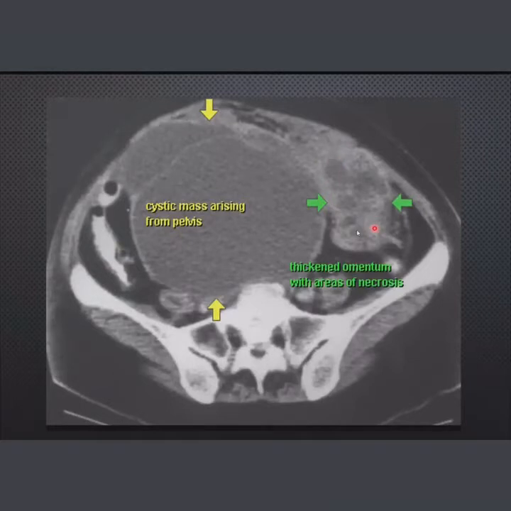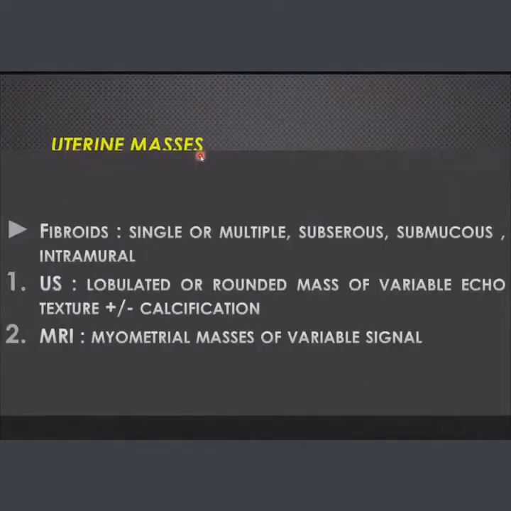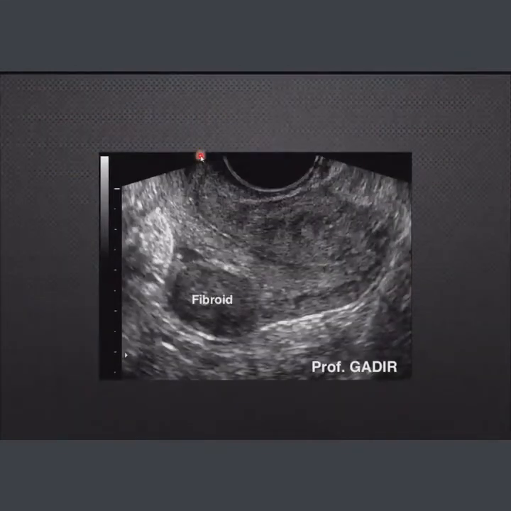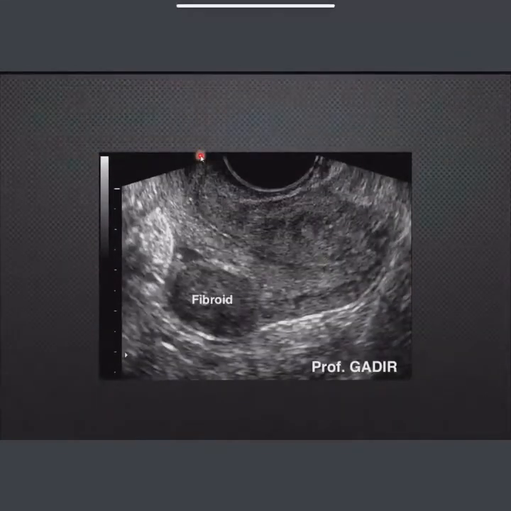This is also an example of a complex cystic lesion within the pelvis arising from the ovary containing both a solid enhancing portion and a cystic portion with enhancing septa in this patient with a malignant cystic tumor of the ovary.